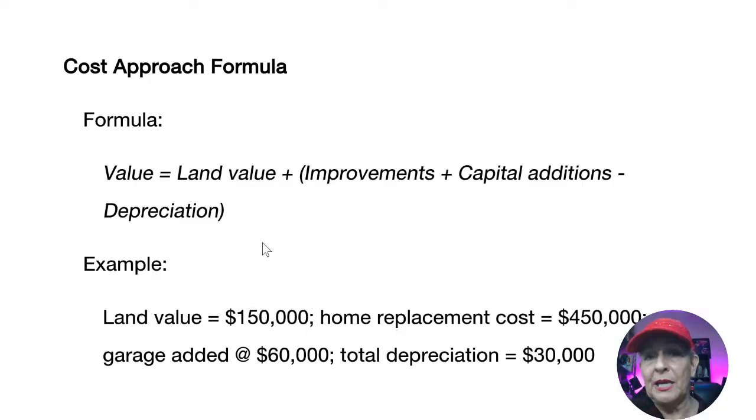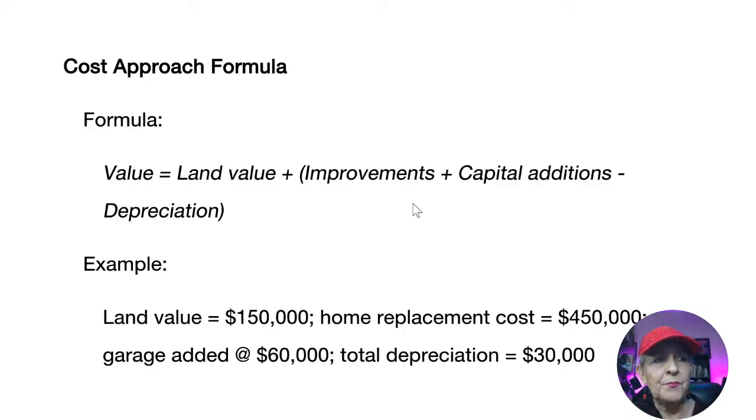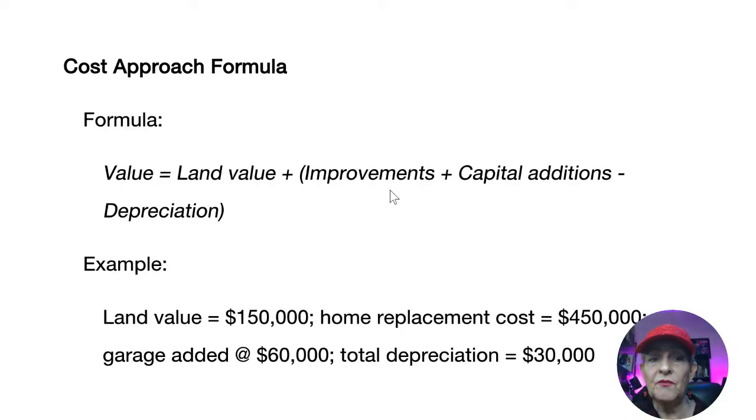But depreciation won't happen after 27. And sometimes that can change. Sometimes I think it's up to 32 years. So an example here, we have land value equals $150,000. Home replacement cost equals $450,000. New garage added at $60,000, pardon me. Total depreciation equals $30,000. So now you're going to input all these values into the formula right above.